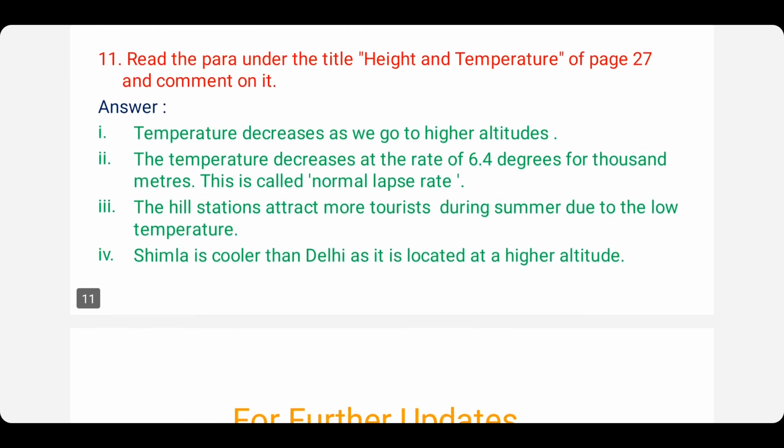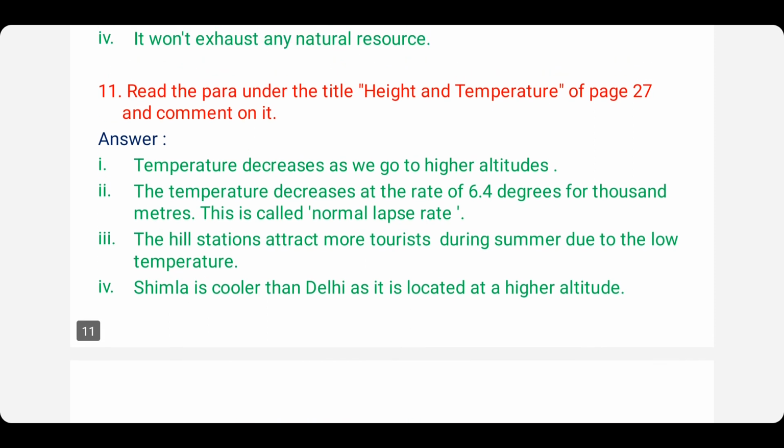On to the 11th question. Read the paragraph under the title Height and Temperature on page 27 and comment on it. When we read the paragraph, we get to know that temperature decreases as we go to higher altitudes. Higher altitudes means higher areas. The temperature decreases at the rate of 6.4 degrees for 1000 meters. For every 1000 meters, there is a decrease in temperature of 6.4 degrees. This is called the normal lapse rate.